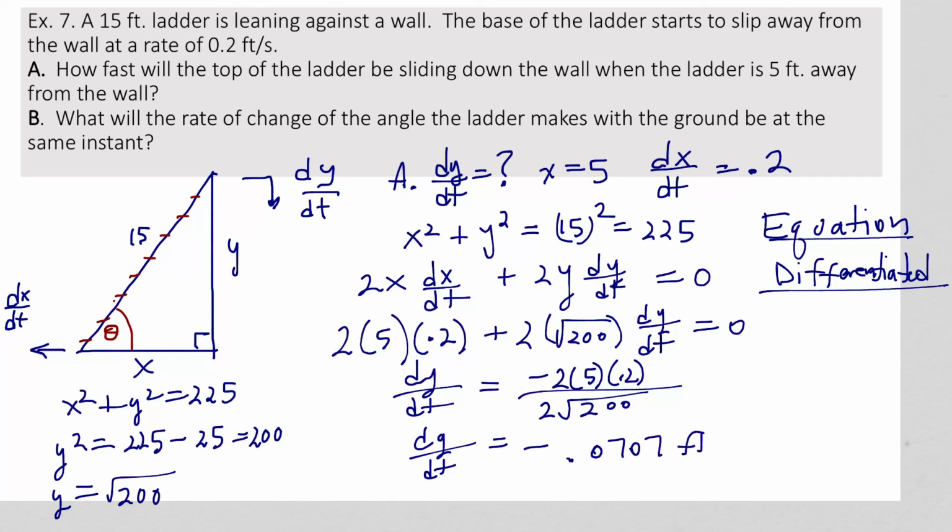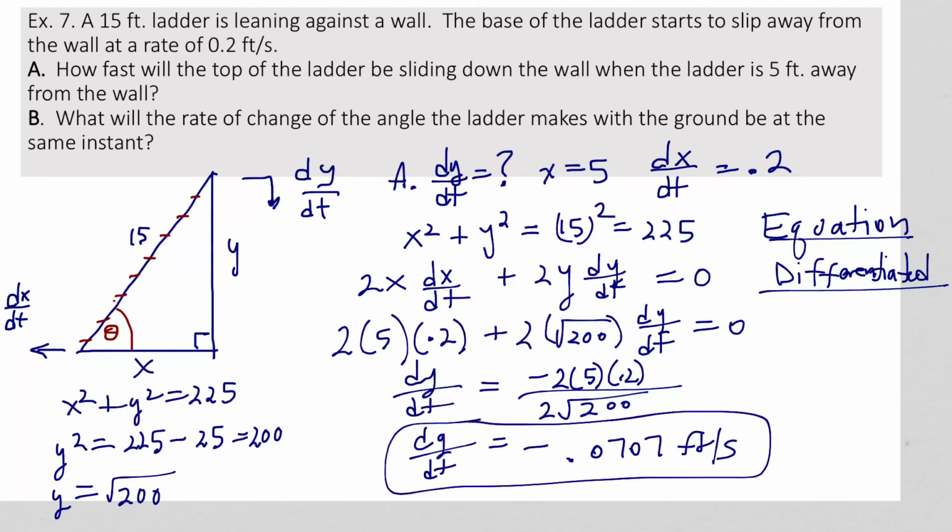0.0707 feet per second. So that point dy dt, that point at the top of the ladder, I should say, is going down. Therefore, we've got a negative. So the length of this side is shrinking when the length of this side is growing, is what that's saying.